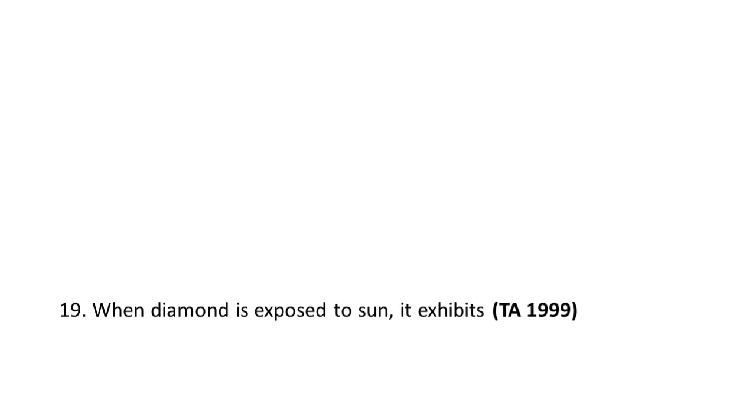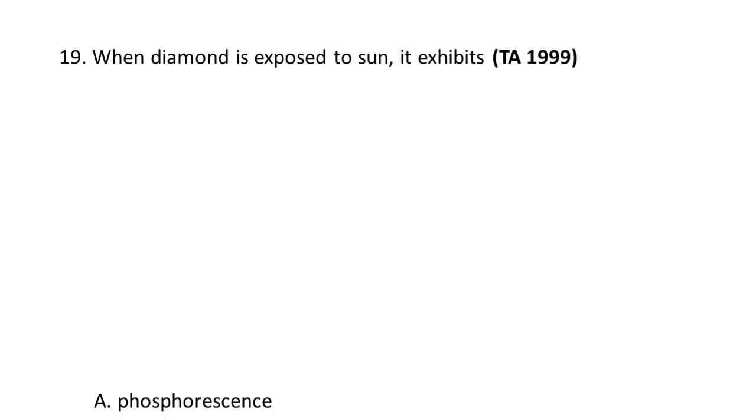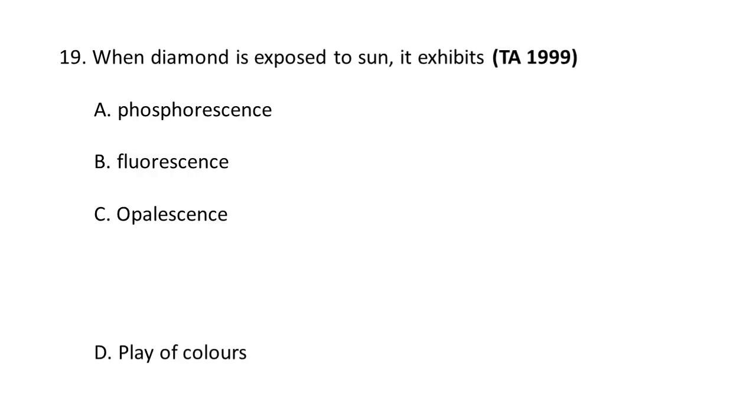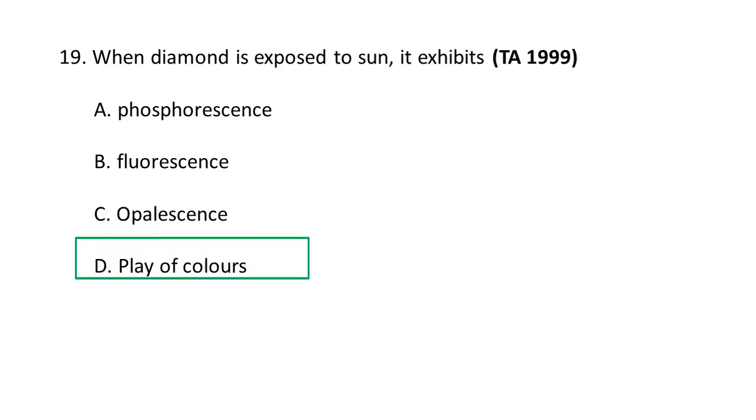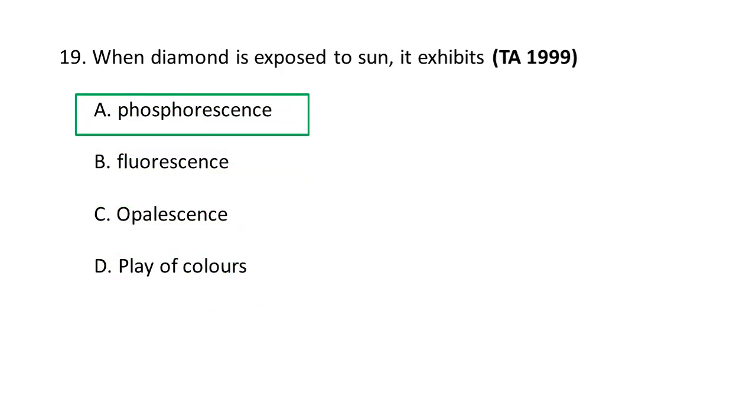Next question. When diamond is exposed to sun, it exhibits A. Phosphorescence, B. Fluorescence, C. Opalescence and D. Play of colors. So the correct option is A, phosphorescence. Diamonds can exhibit phosphorescence, which is a similar trait to fluorescence.